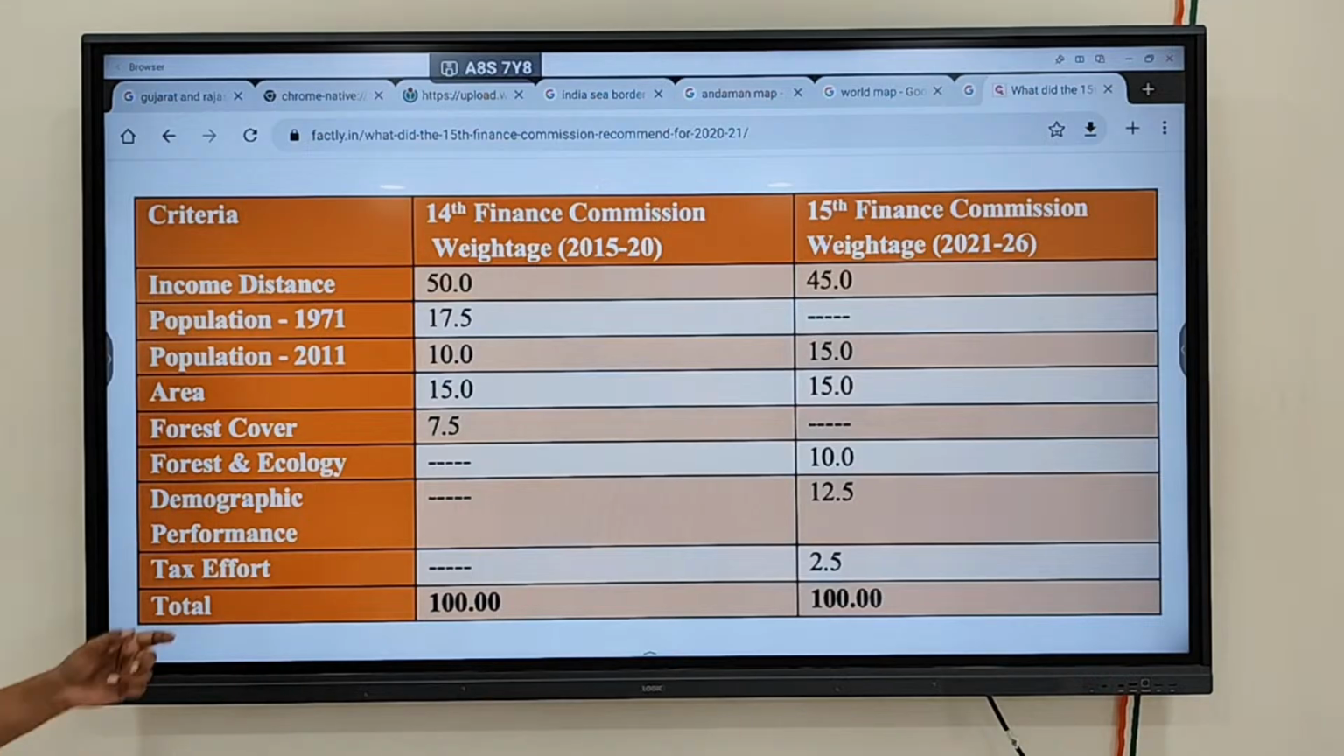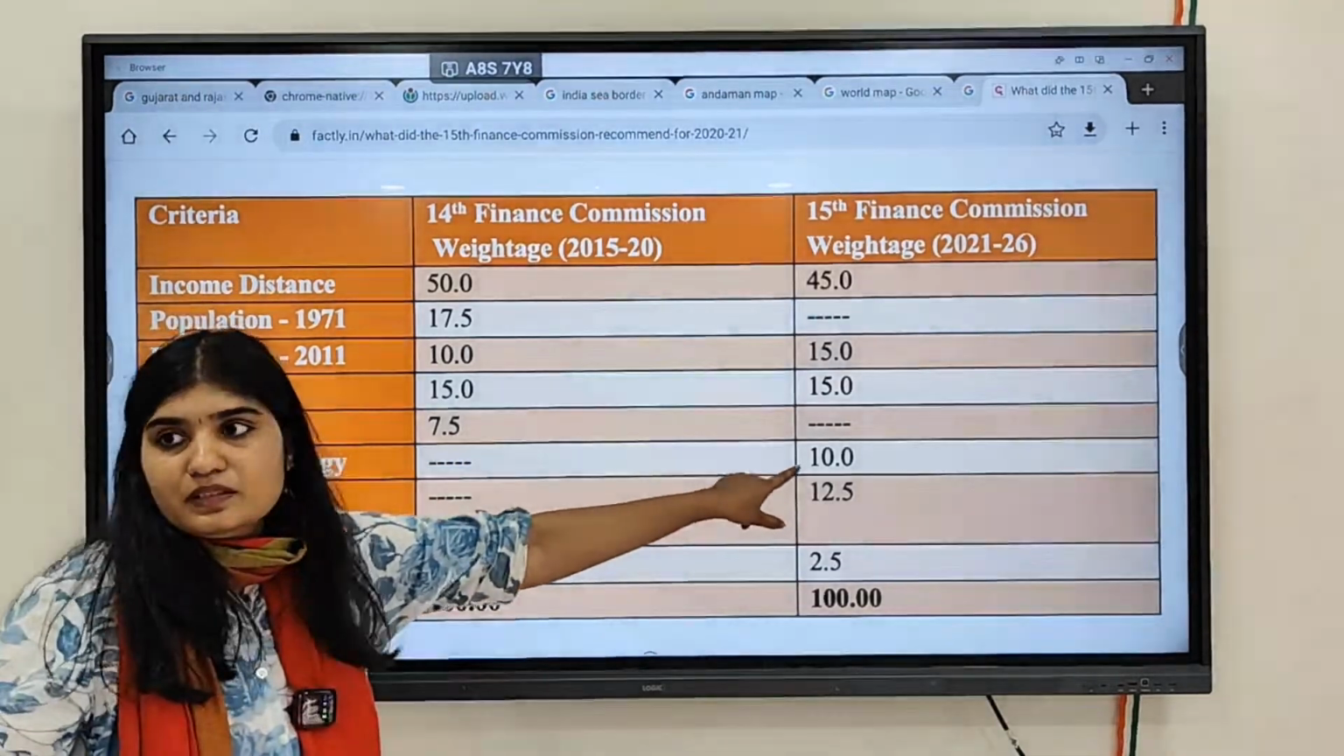Next comes the forest and ecology. See here, they have combined this one, forest and ecology. What is ecology? Environment. Is it only the forest? Flora and fauna. It includes living beings also. That one covers 10%.